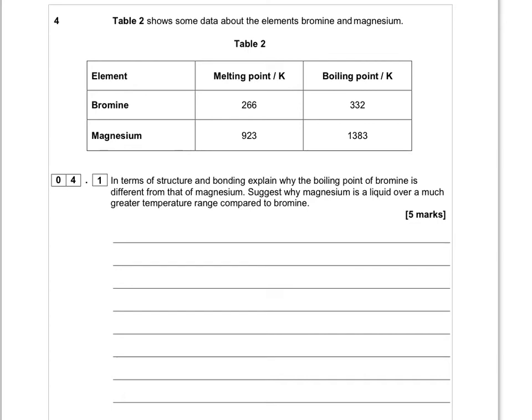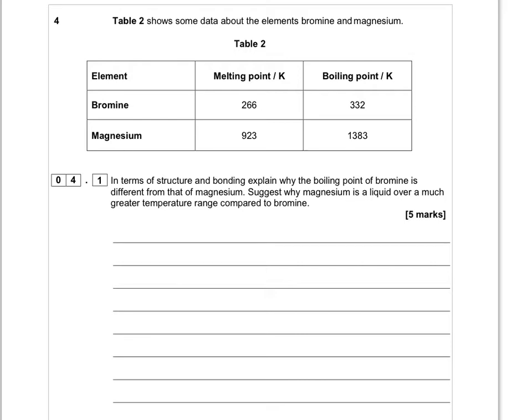Table 2 shows some data about the elements bromine and magnesium. So we've got their melting points and their boiling points. In terms of structure and bonding, explain why the melting point of bromine is different from that of magnesium. Suggest why magnesium is a liquid over a much greater temperature range compared to bromine.